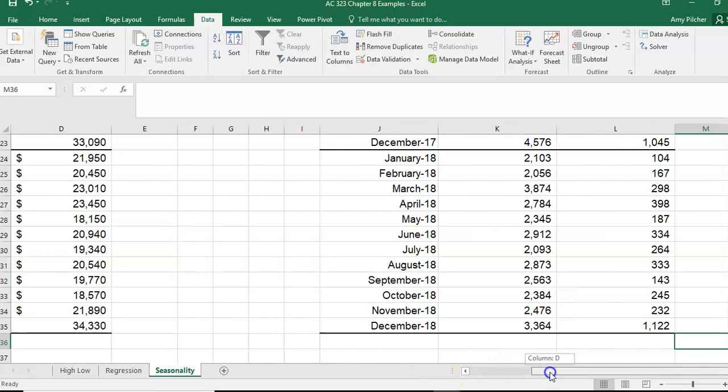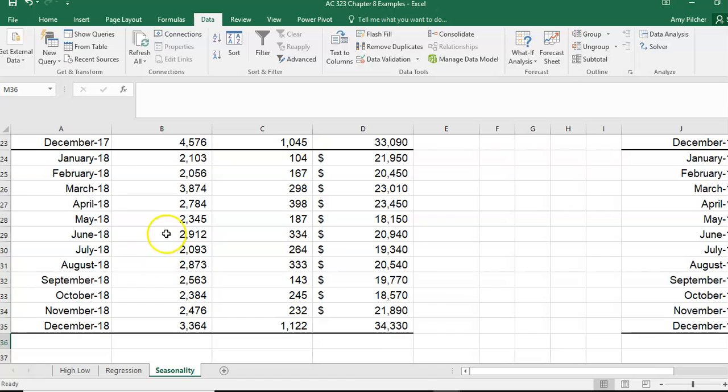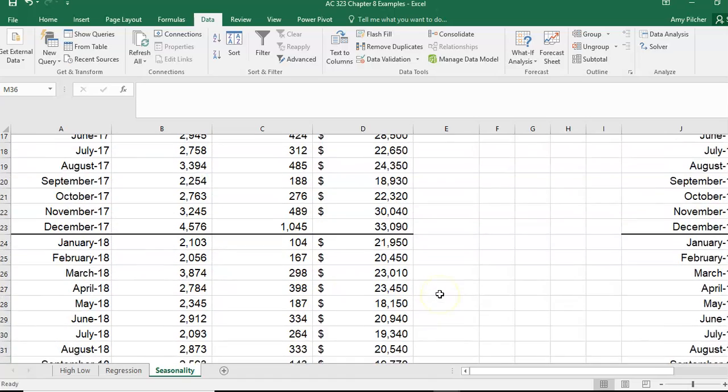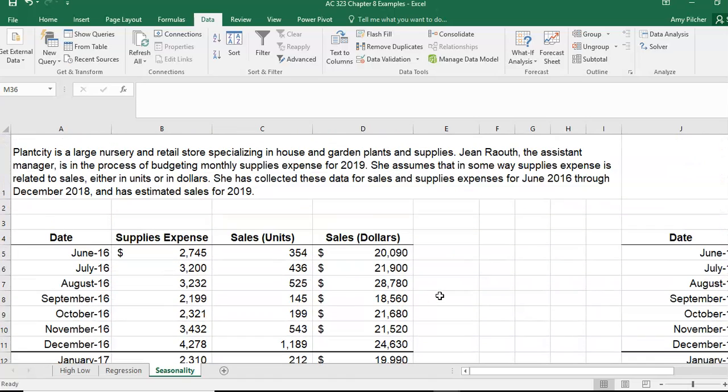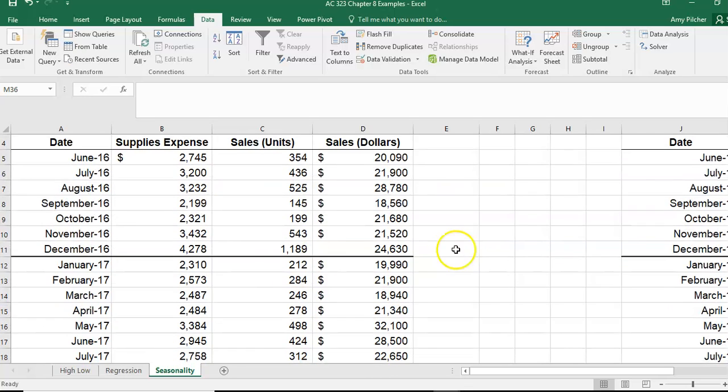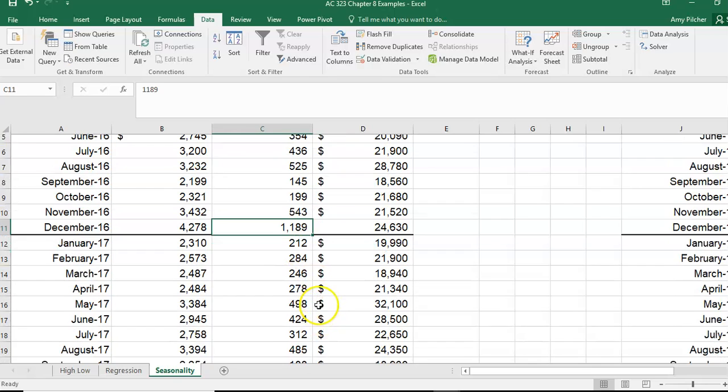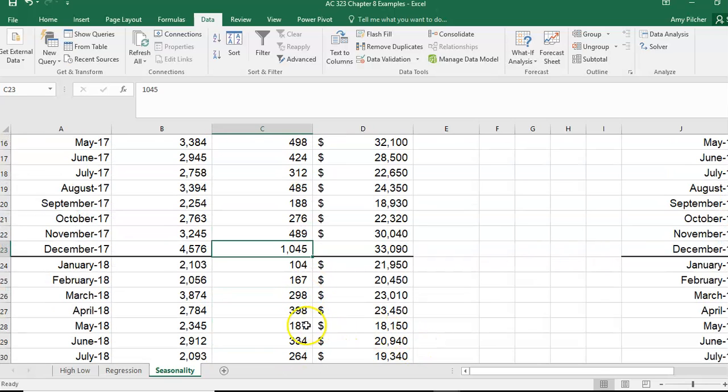The last example we're going to look at is where we have seasonality factors for our regression analysis. So as we can see here, we have 3 years of information, and we're trying to see how supplies expense is related to either total sales in either units or dollars, and how that drives our supplies expense. But as you can see, in December, we have much higher amounts.